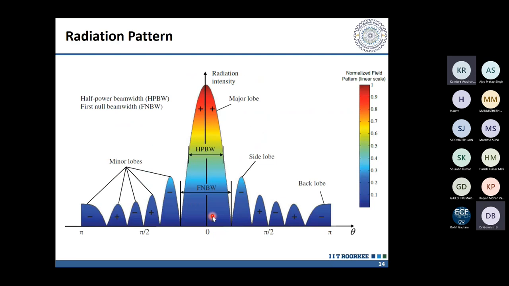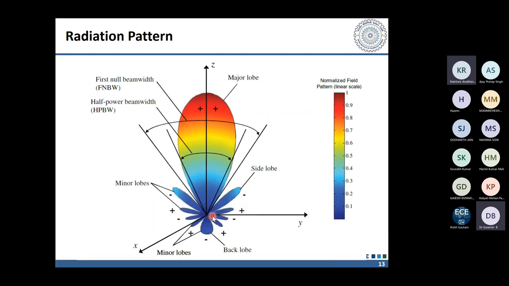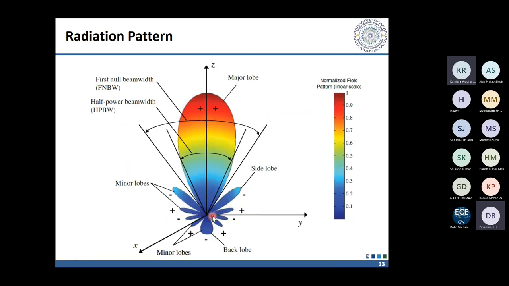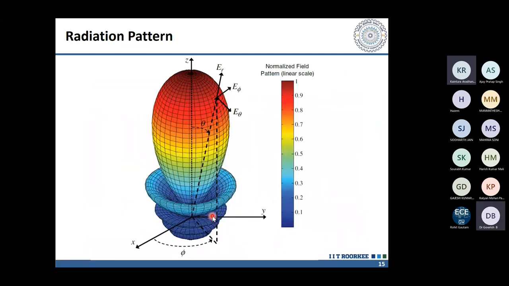The pattern can be plotted either in a polar plot or in a rectangular plot. Very often it is the polar plot which is very widely used. 3D plots are becoming very popular, especially with the accessibility of 3D electromagnetic simulation tools. We will be extensively using 3D plots also. It's much more appealing and much more intuitive in a 3D plot than in a 2D or rectangular plot.